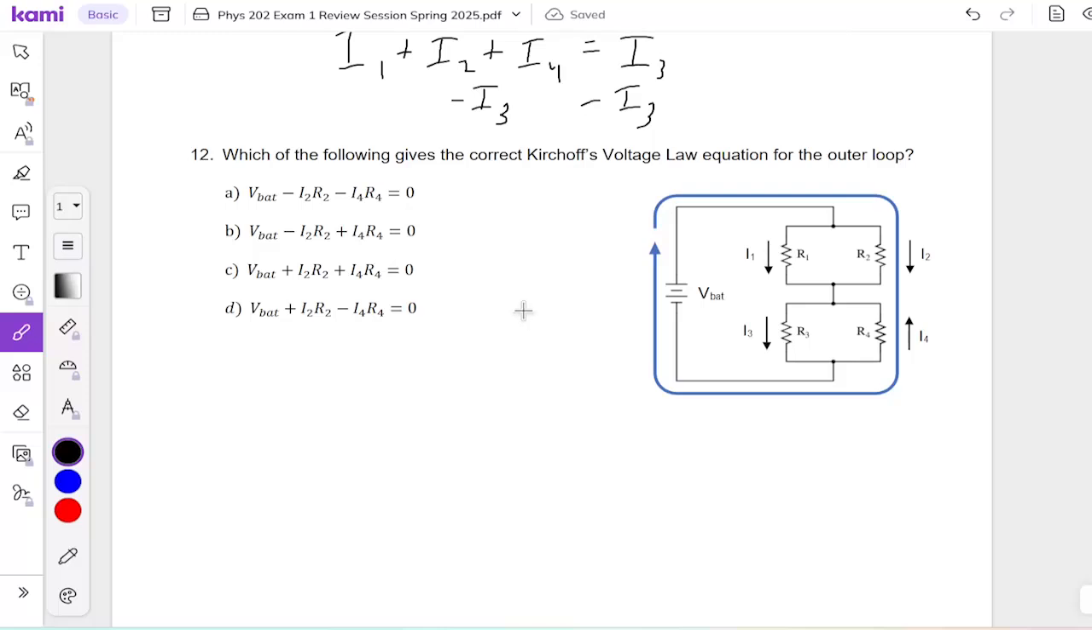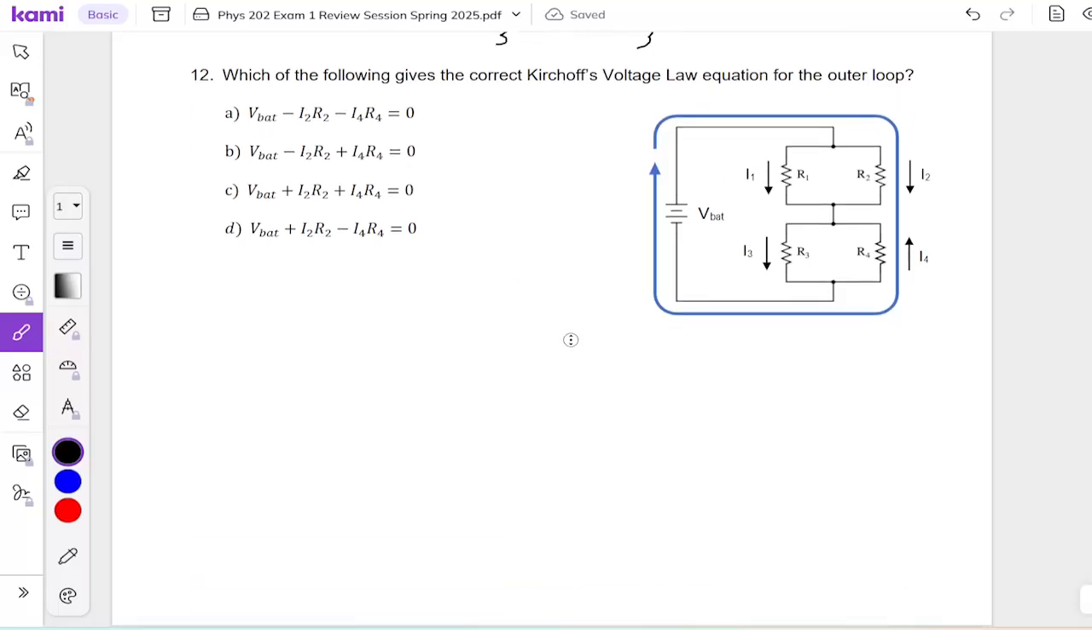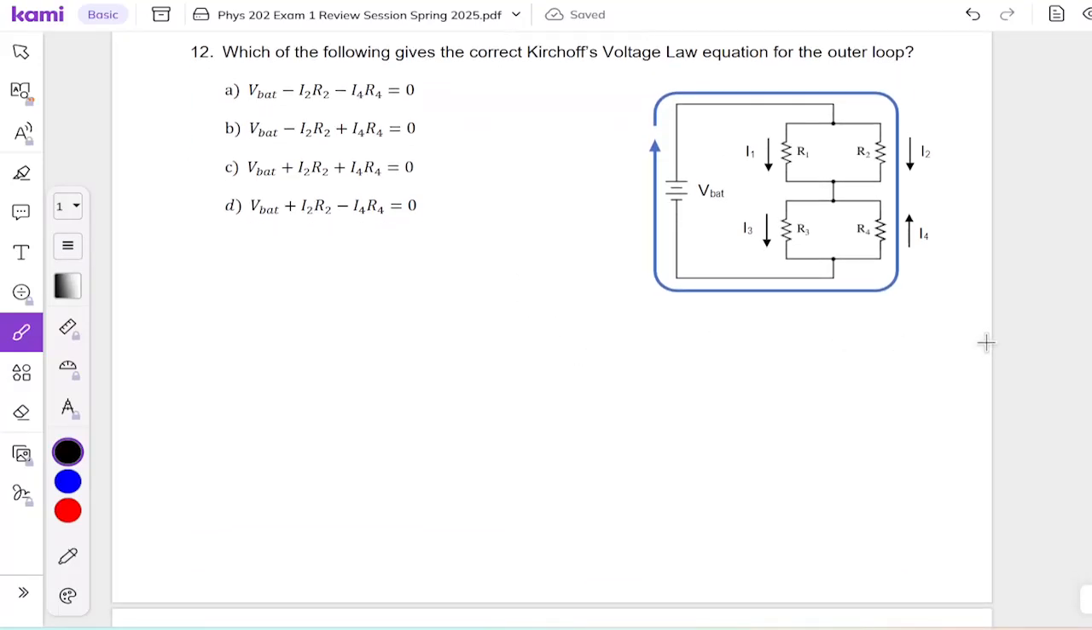And then number 12, we want to use the voltage law to find the equation for the outer loop, which I draw in blue to help you out. So the first thing I would say is if I just have to choose a starting point. Let's say I start here by the battery. The first thing I hit is the negative side of the battery. Remember, that's the negative side, that's the positive side. Longer arrow is positive, shorter arrow is negative. So that means I start out by saying negative V bat.